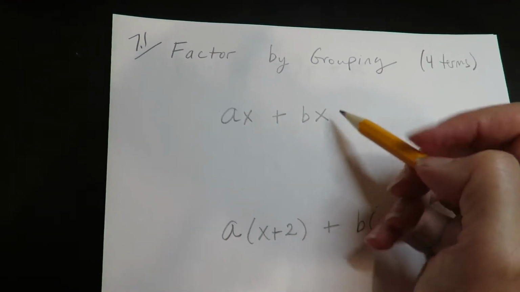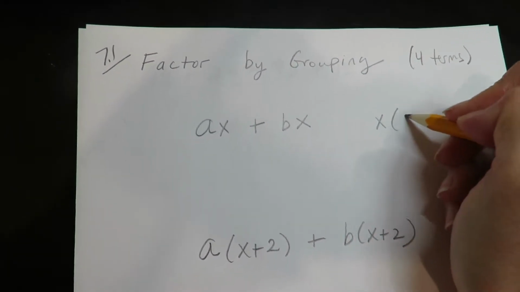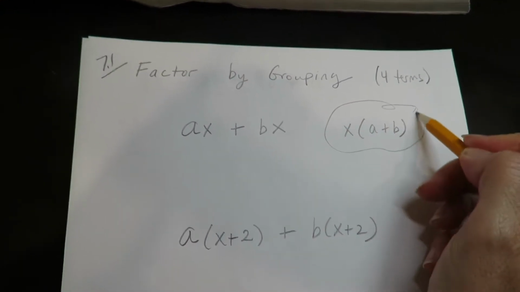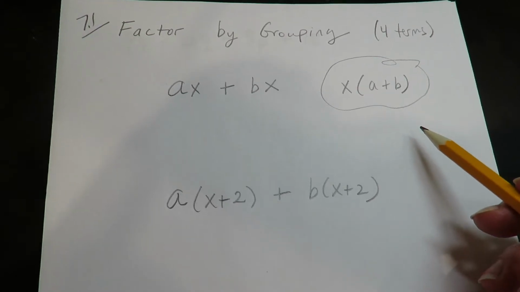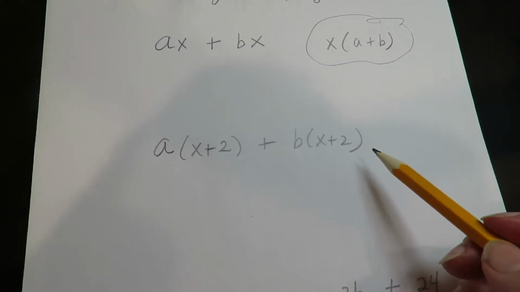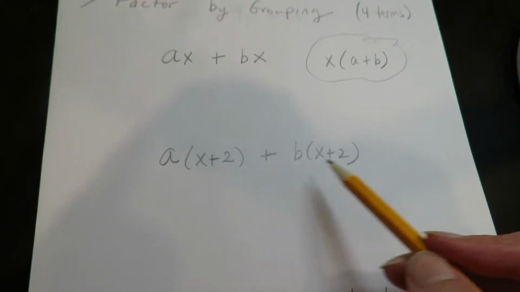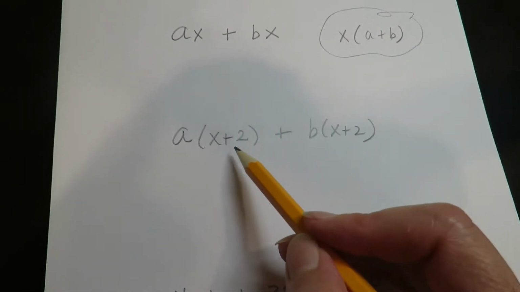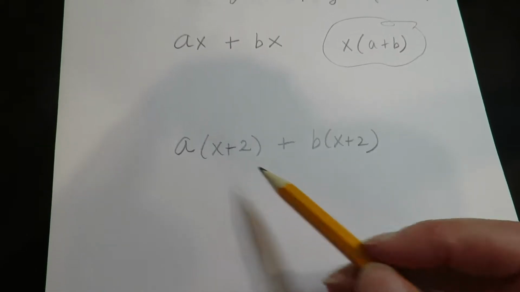So here, when you take out the common factor, you're going to take out an x, and you're going to be left with a plus b. Okay, that one we can all do real easy. We don't have a problem with it. What happens, though, is that the thing that's common can be a chunk of stuff. It can be a bunch of things. So what's in common here is the x plus 2.